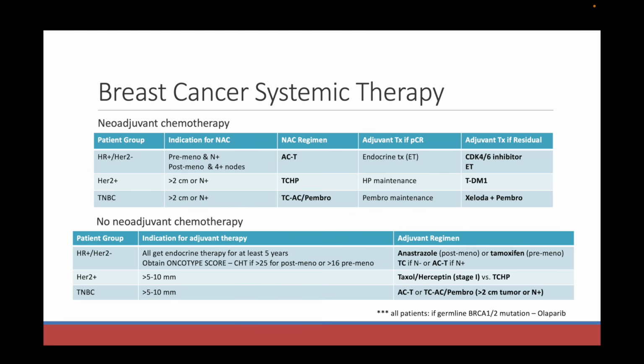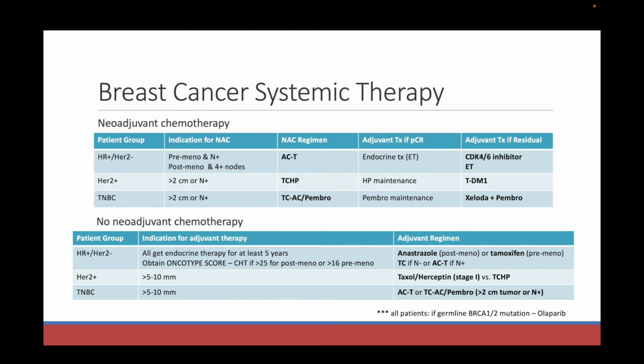If their score is over 25 and they're postmenopausal, or if it's over 16 and they're premenopausal, this is the group where they should be considering chemotherapy. So in the TAILORx trial, an Oncotype score of over 25 always got chemotherapy. And then on subset analysis for premenopausal patients, scores between 16 and 25 were higher risk, so they should at least have a discussion of chemotherapy. But Oncotype score is what determines if you get chemo, if you're hormone positive, HER2 negative.